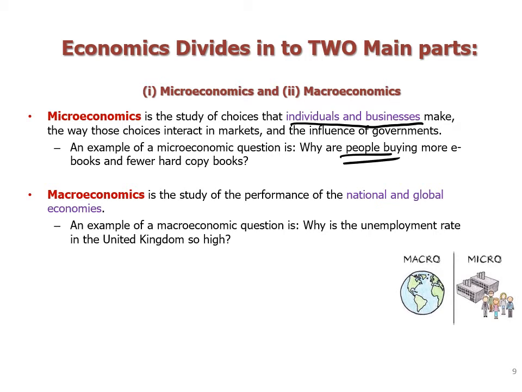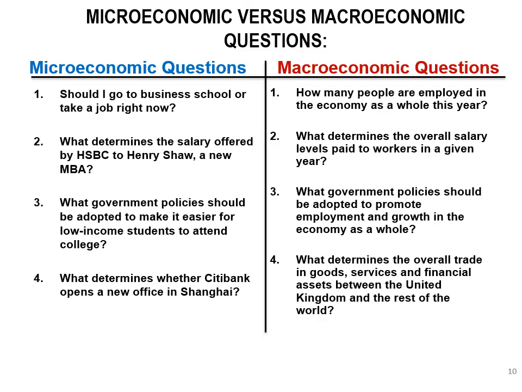Macroeconomics, on the other hand, is the study of the performance of the national and global economy. So we're talking the whole economy, like the UK economy, the US economy, the economy of South Africa, Nigeria, China, Japan, Australia, whatever. National, the world economy. And now we even have some companies who have bigger budgets than some countries. The incomes of some massive companies are bigger than the budgets of some countries. When we're talking macro, we're talking about the entire economy. An example of a macroeconomic question is, why is the unemployment rate in the United Kingdom so high?